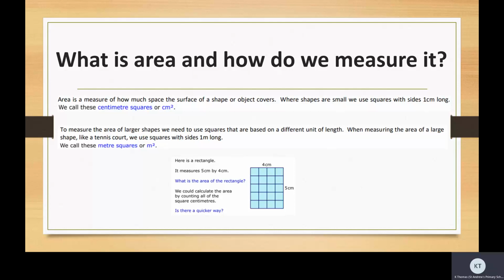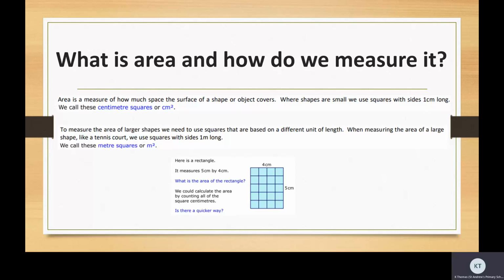Now, let's move on to today's task. What is area and how do we measure it? Well, area is a measure of how much space the surface of a shape or object covers. Where shapes are small, we use squares with sides 1 centimetre long. We call these centimetre squares, or, as you've written it there, centimetres with a little 2 which stands for centimetres squared.